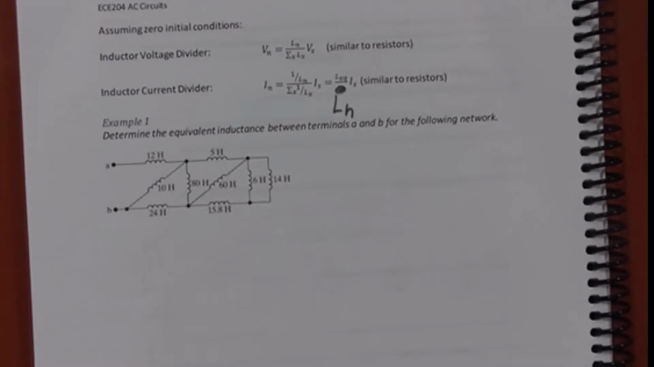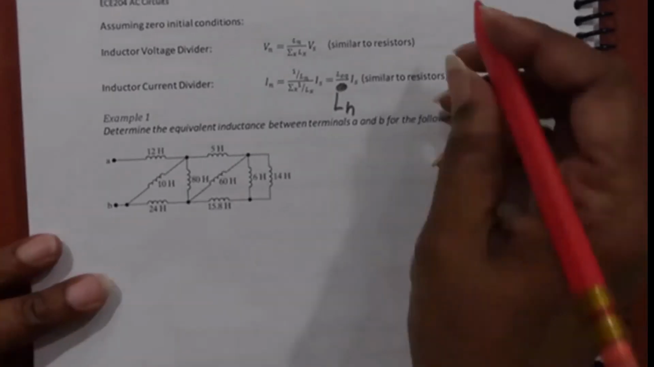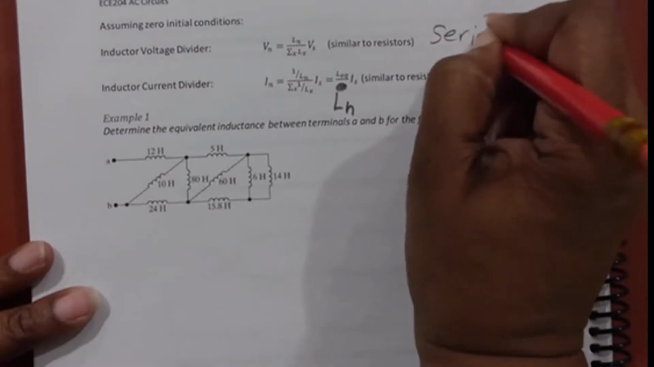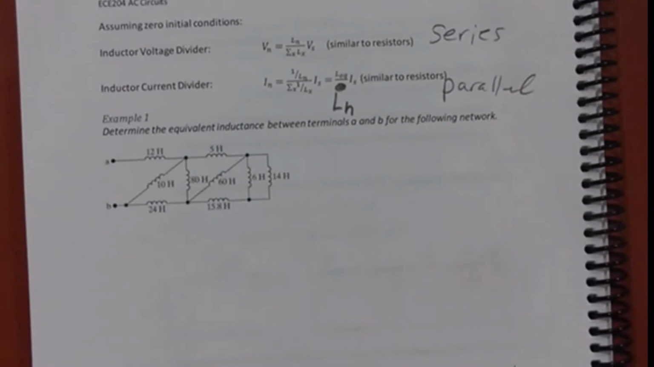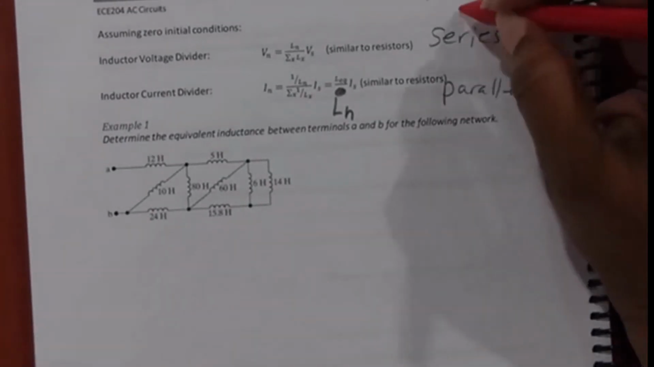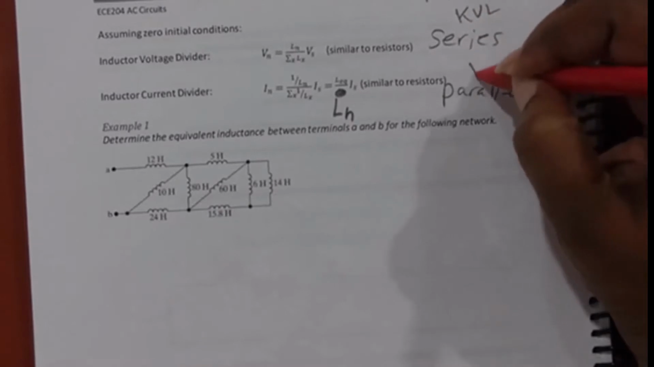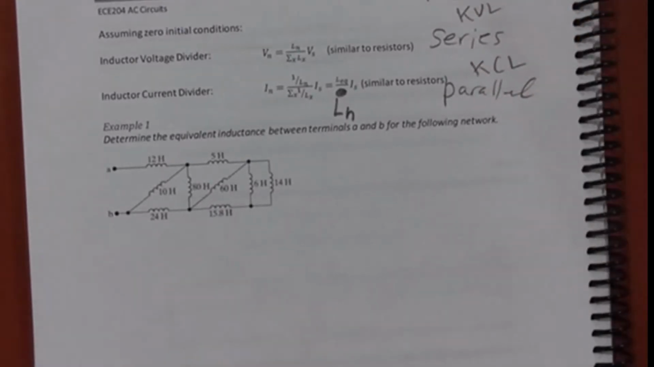If you have inductors in series, you can use the voltage divider. If you have inductors in parallel, you can use the current divider. So remember, voltage divider is for series, current divider is for parallel, because the voltage divider is based upon KVL or a loop, and the current divider is based upon KCL or nodes. Voltage divider series, current divider parallel. That's KVL and KCL.